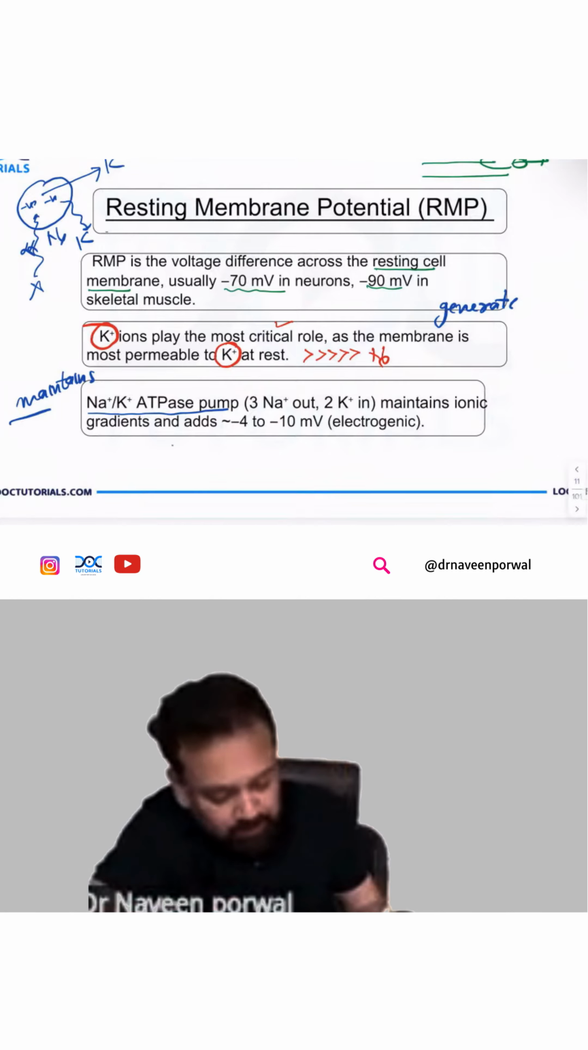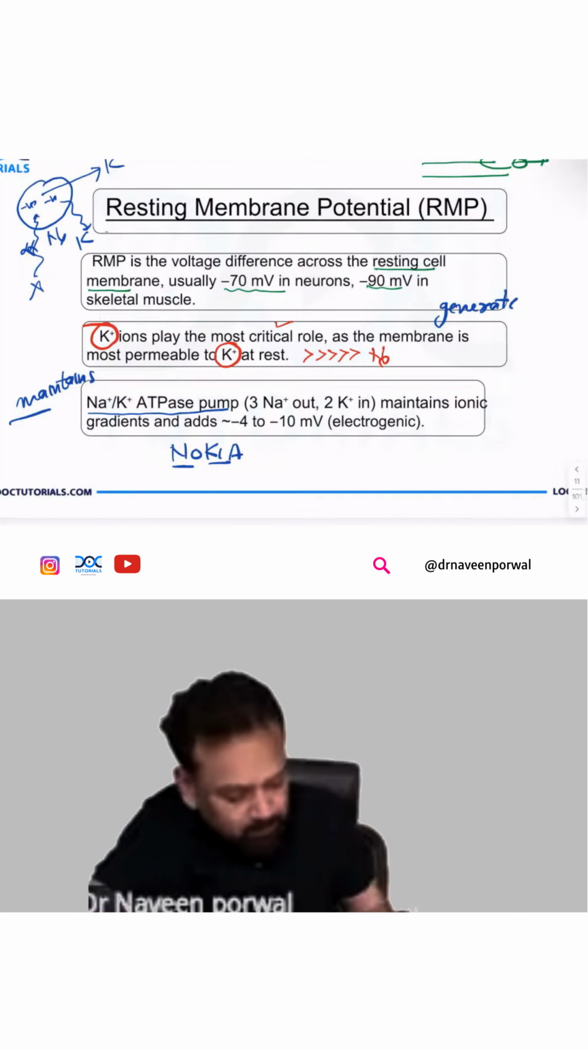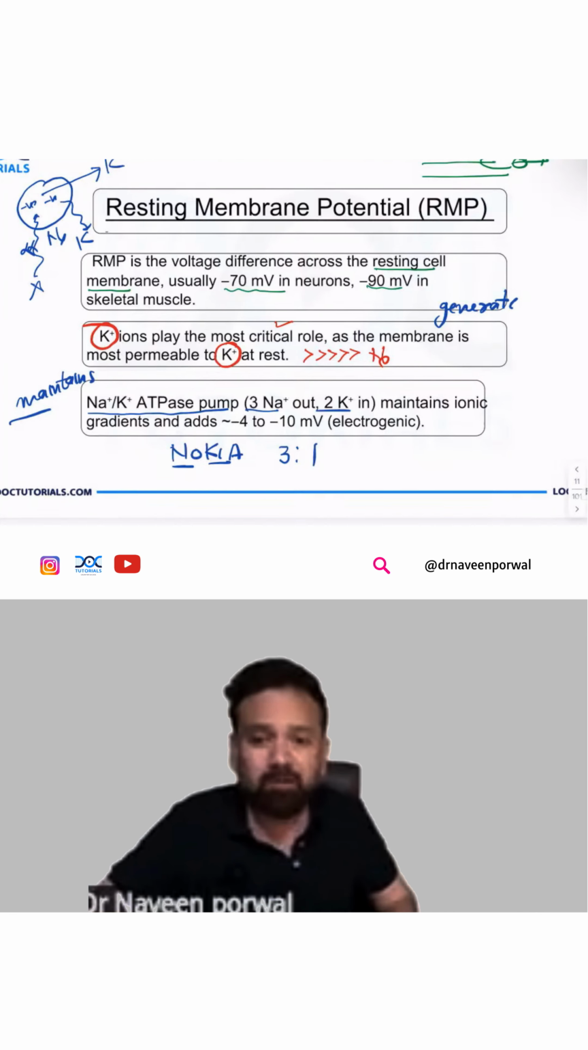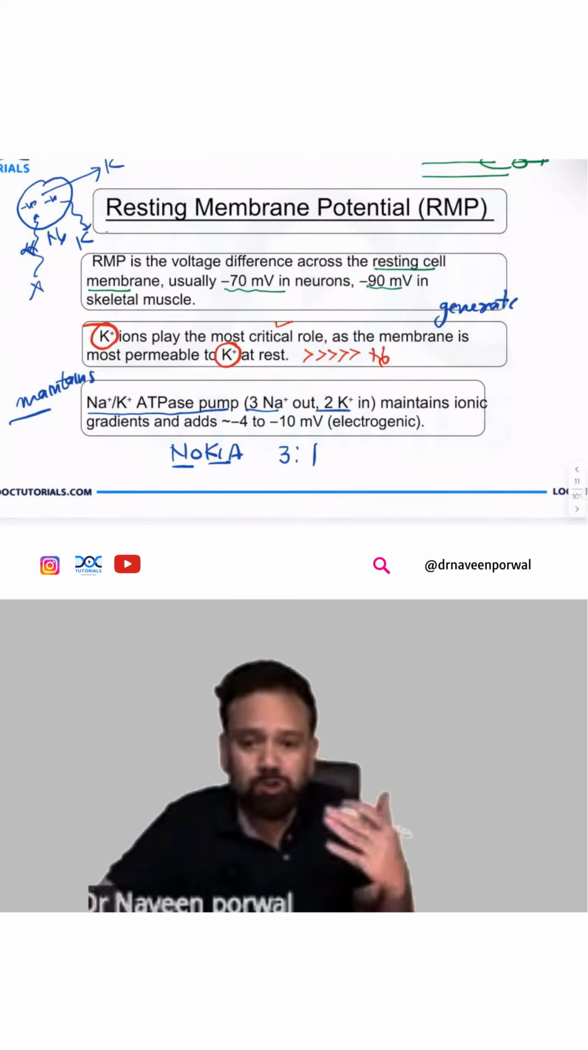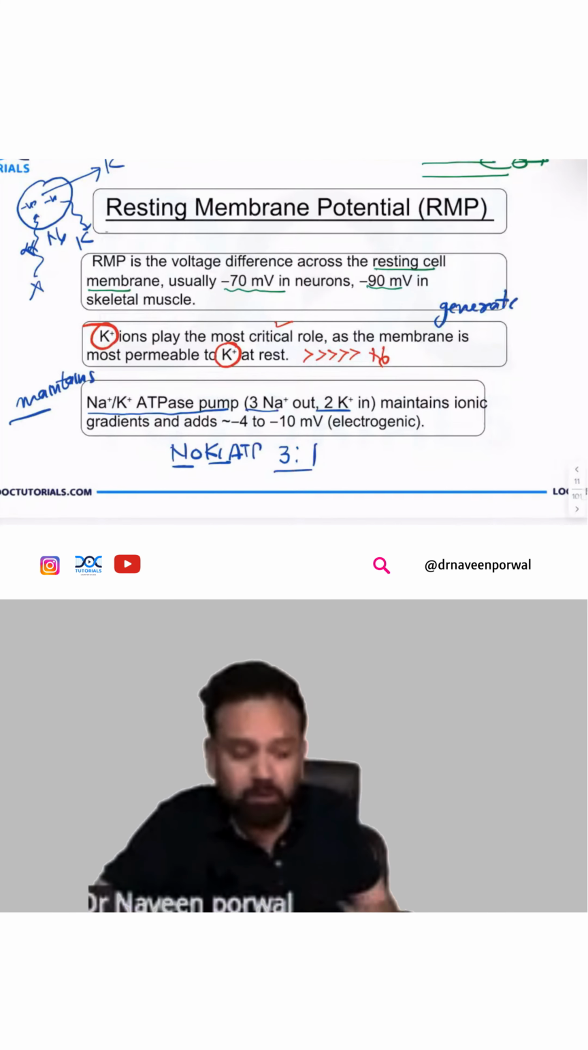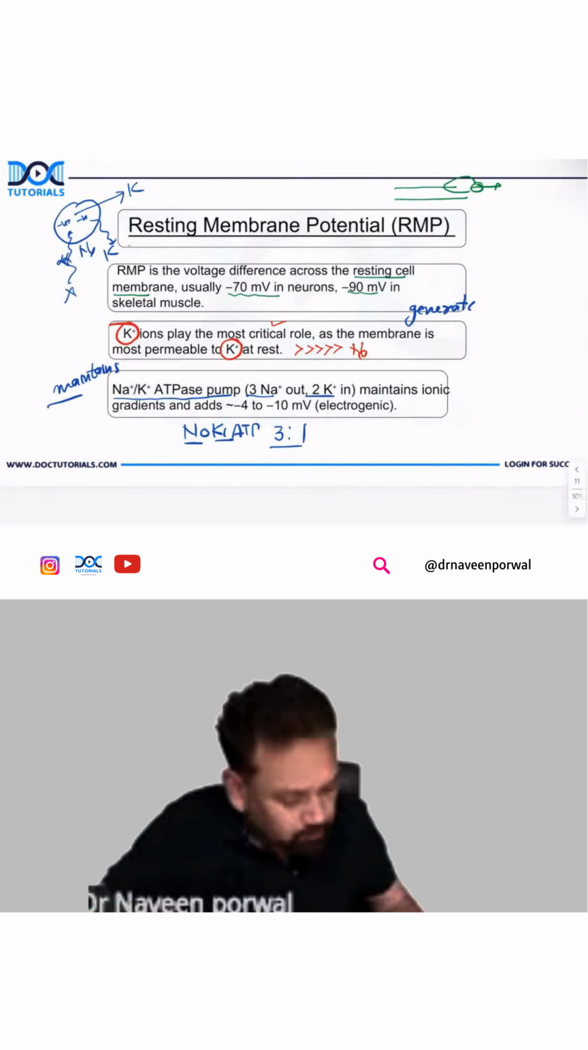And you can remember by the mnemonic Nokia. Sodium out, potassium in. What is the ratio? 3:2. 3 sodium out, 2 potassium in. It maintains the gradient. So inside will be negative. So Nokia is sodium out, potassium in with the help of ATP. Ratio is 3:2. Okay. Now, next point which can be asked.